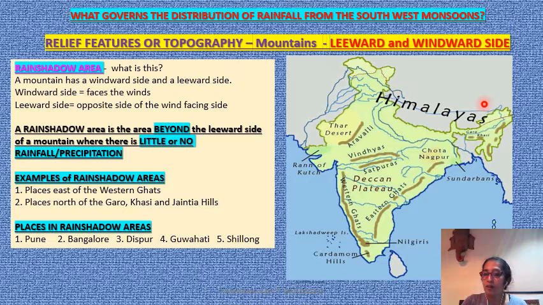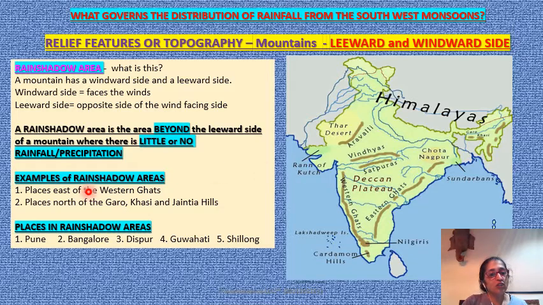But on this side of the Himalayas, the leeward side, there will be no rain. So we talk about the Garo and Khasi hills of the Himalayas, it's their north and their south. The north is the leeward, the south is their windward. Talk about the Western Ghats. The west side is the windward side and the east side is the leeward side.